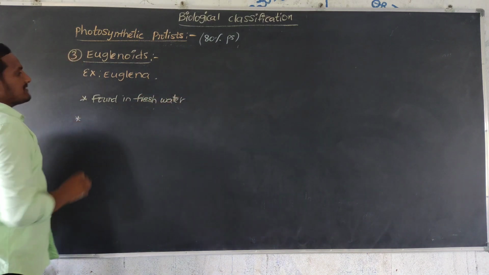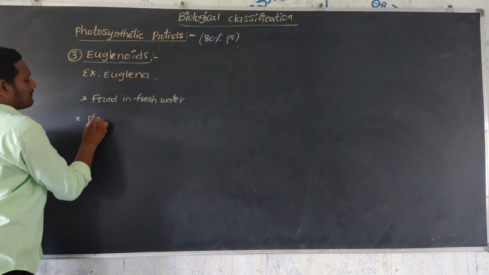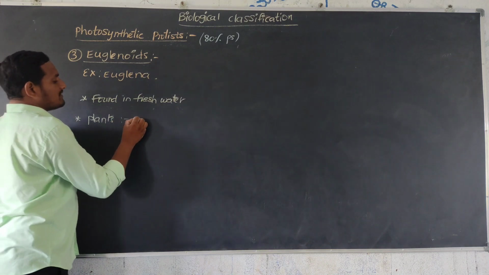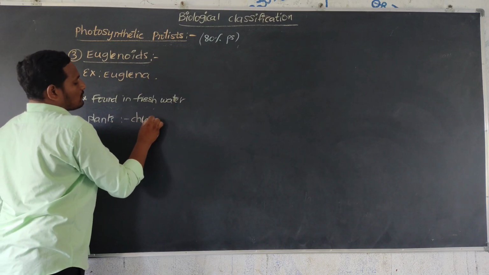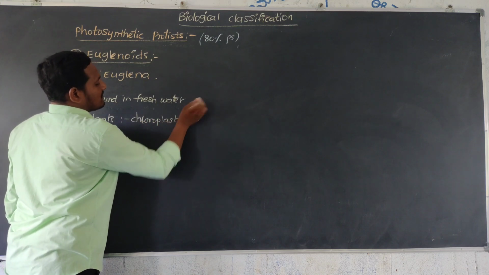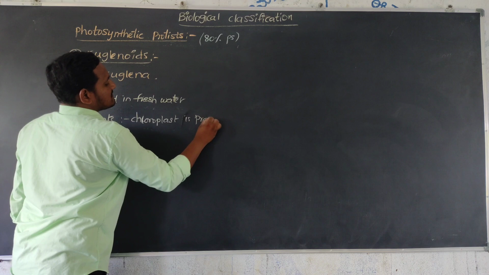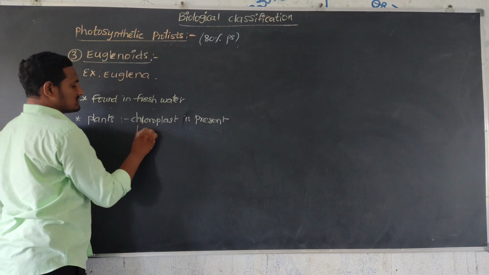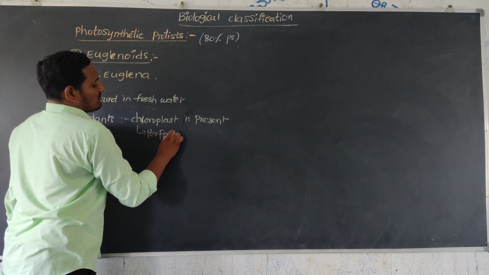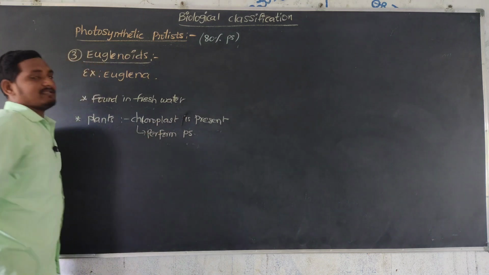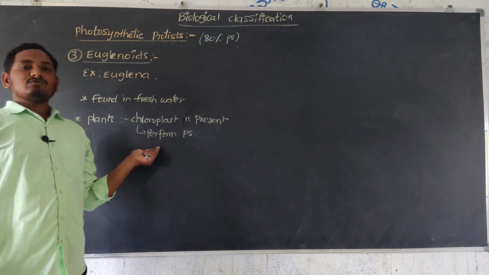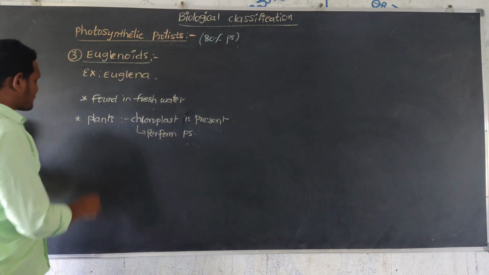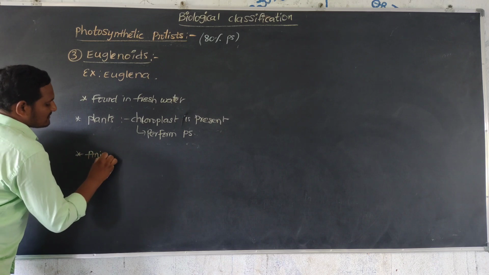It exhibits two types of characters. One is behaving like plants and the other like animals. The plant-like character is that it contains chlorophyll, or chloroplast is present. Chloroplast is present, which means it performs photosynthesis when light is available. When light is not available, this Euglena behaves as an animal and eats another organism as food. Next, the animal-like character.